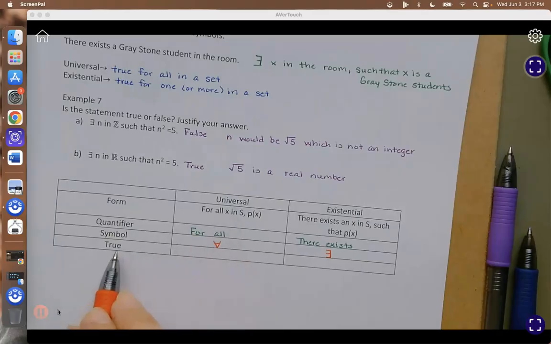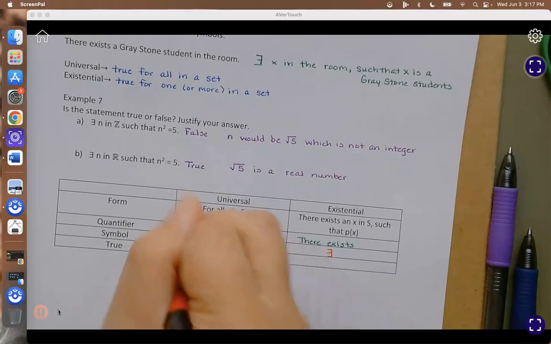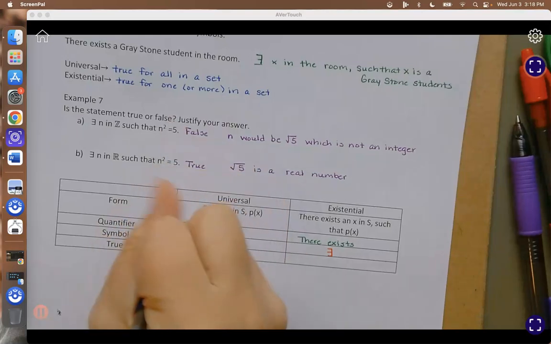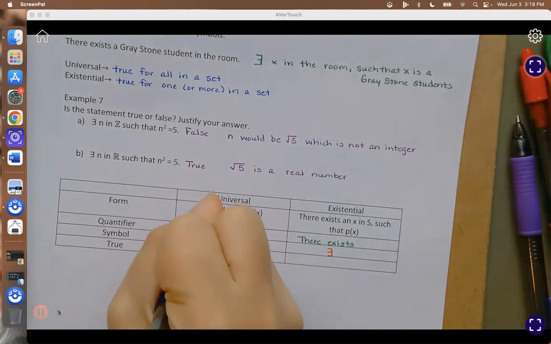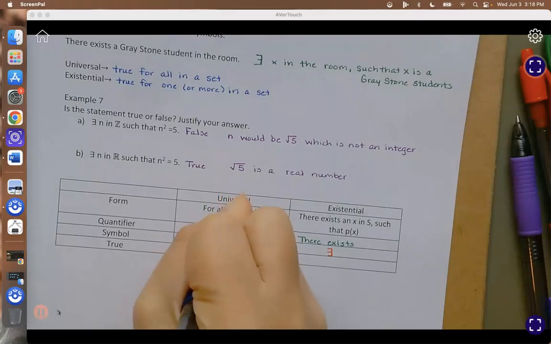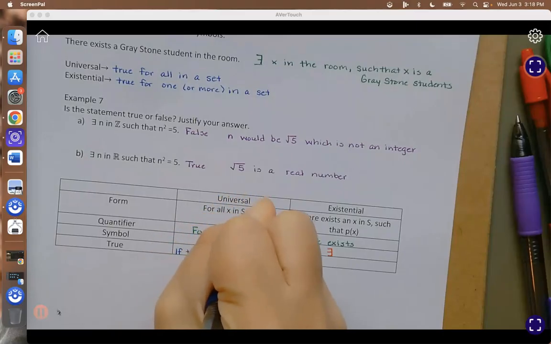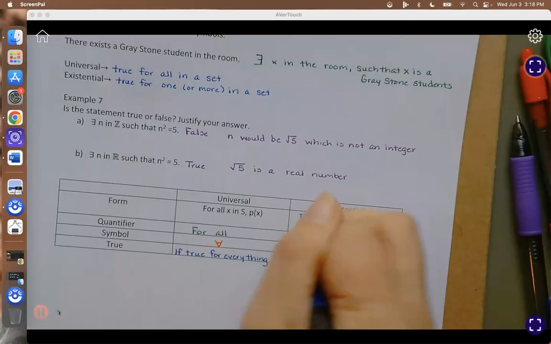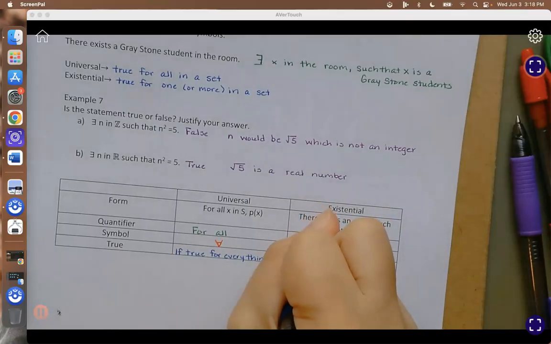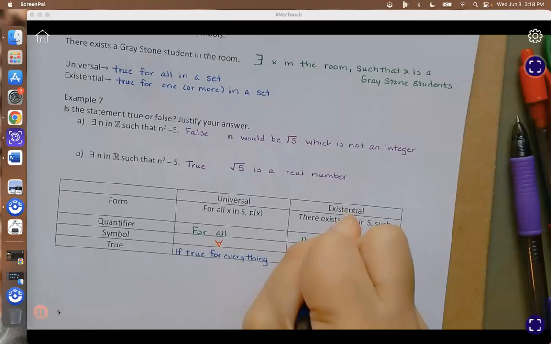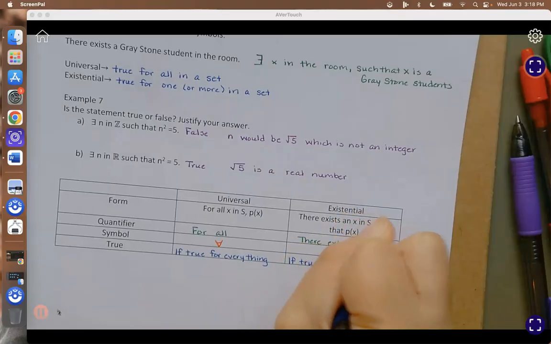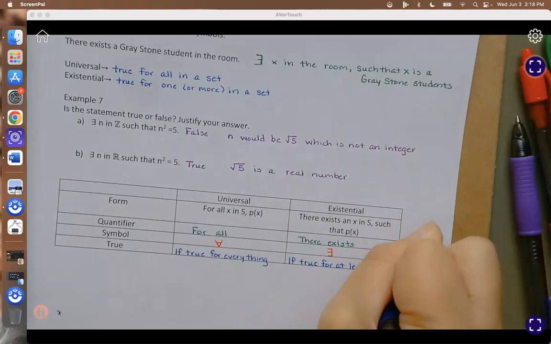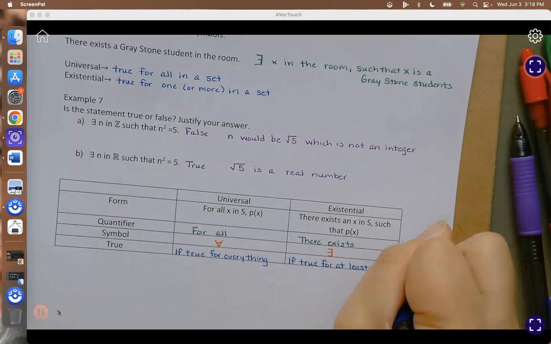Universal is true if true for everything. Here, existential, this is true if true for at least one thing.